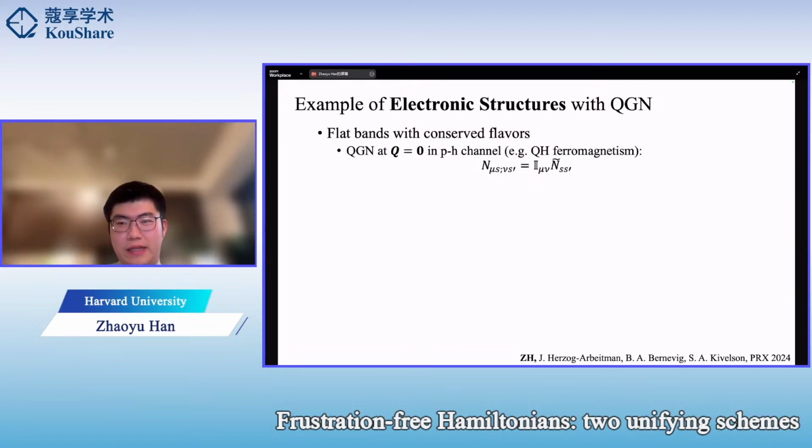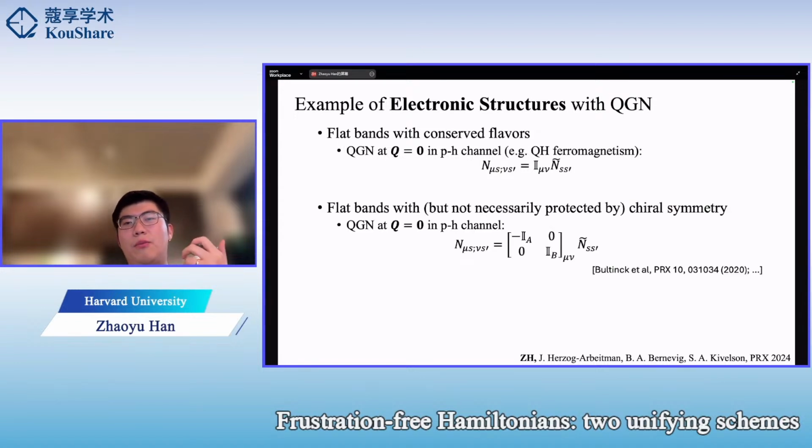So a familiar example of this is the quantum Hall ferromagnetism. And a slightly more non-trivial observation is that flat bands with some bipartiteness in the hopping structure have quantum geometric nesting in the particle-hole channel at q equals 0 again, but now with this form of nesting matrices, where A and B label the two sublattices, and again, U tilde is an arbitrary matrix specifying the flavor polarization, and S and S prime are again the conserved flavor indices.